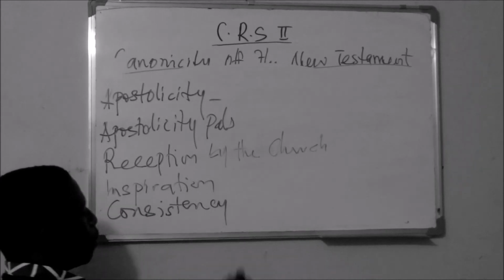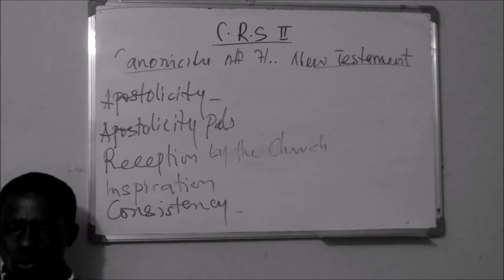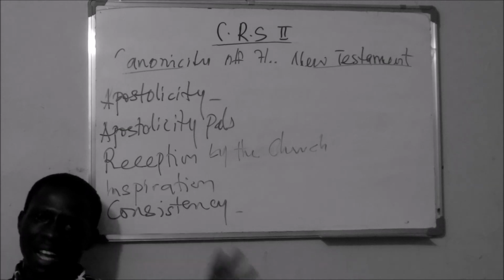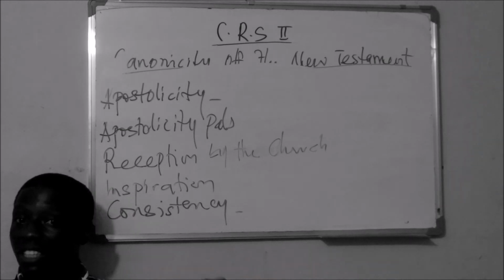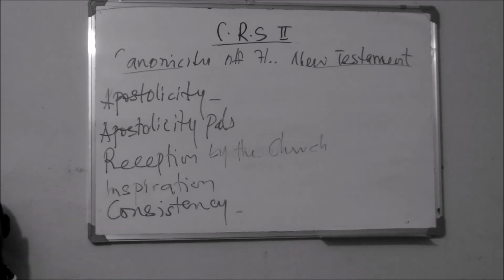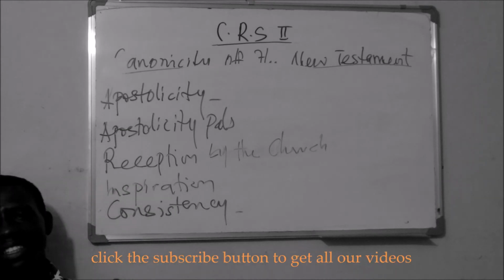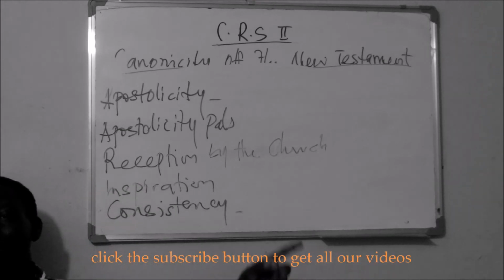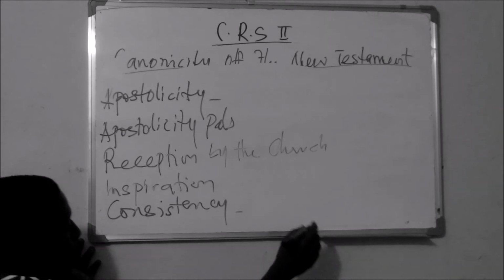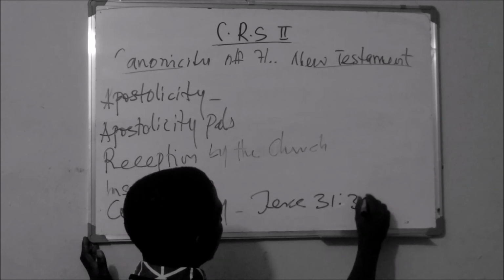Then we also have what we call consistency. Consistency simply means that it must have a relationship with the Old Testament. So any write-up that must be canonized or accepted into the New Testament must be in consonance with the Old Testament. And that's why we cannot talk about the New Testament without the Old Testament. In fact, the history of Jesus was proclaimed from the Old Testament, particularly in the book of Jeremiah 31 verse 31.